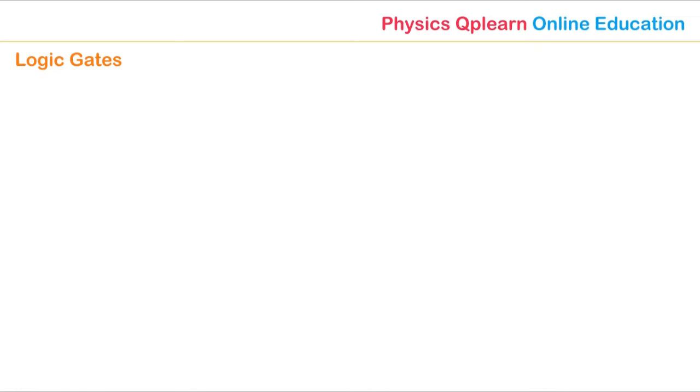So the first one I will take is the OR gate. What is an OR gate? An OR gate is a logic circuit, or a logic gate. It has two or more inputs but only one output. That is called an OR gate.